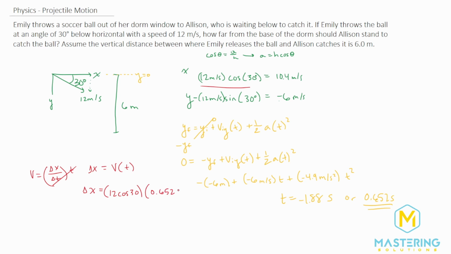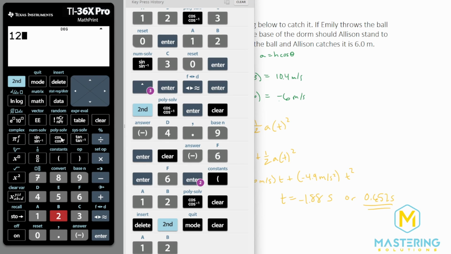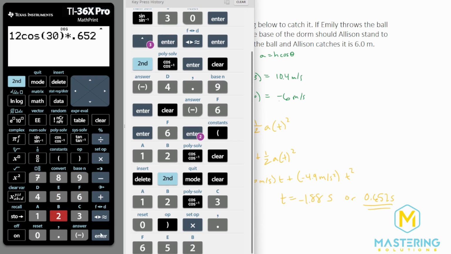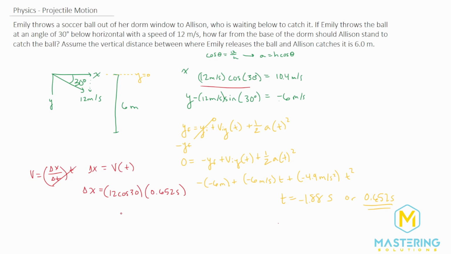0.652 seconds. So we have 12 times the cosine of 30 times 0.652. So the distance that it will be from the wall is 6.78. So we'll round that to 6.8 meters. So she needs to stand 6.8 meters from the base of the wall in order to catch the soccer ball.